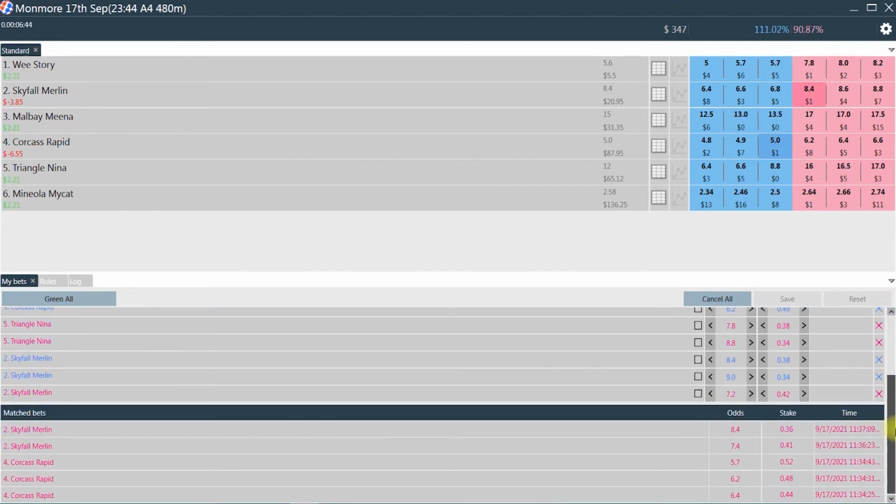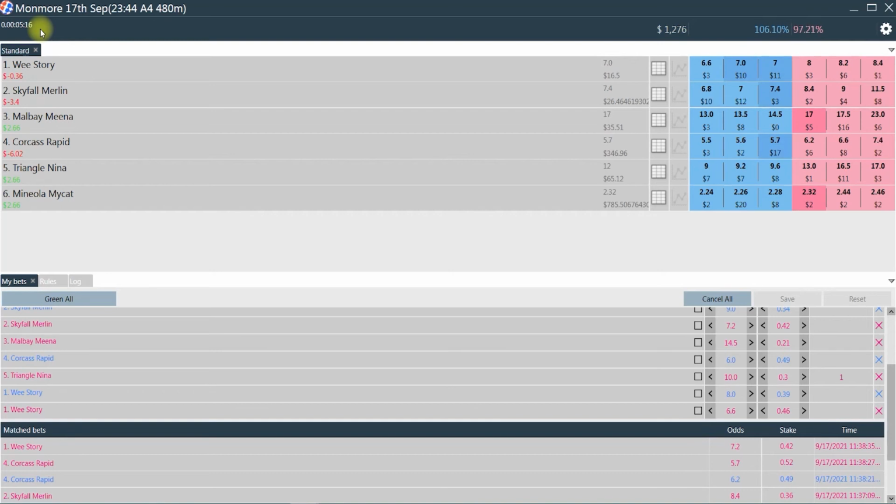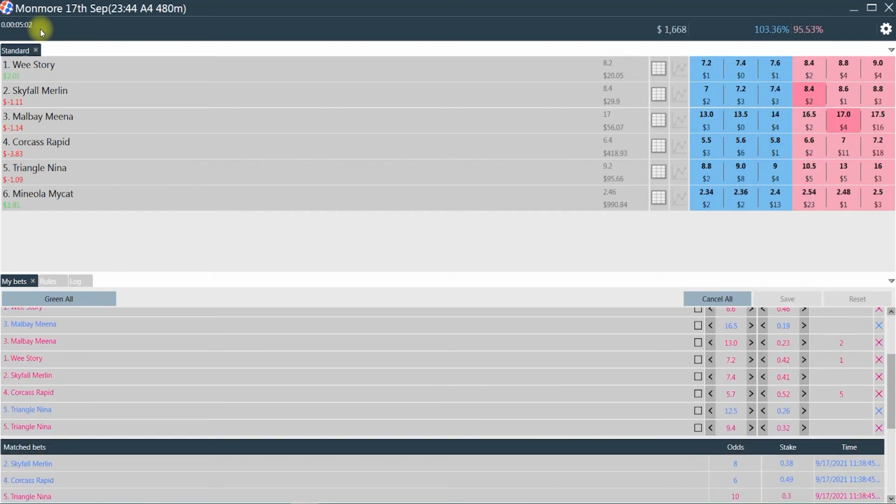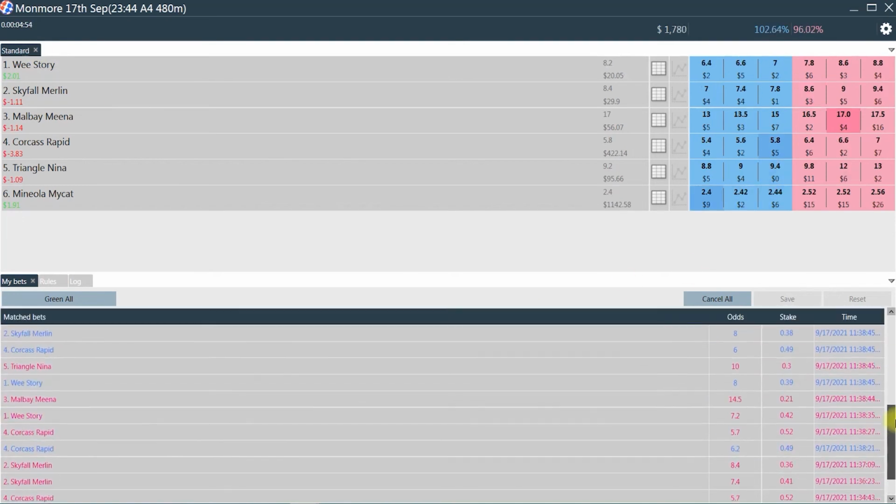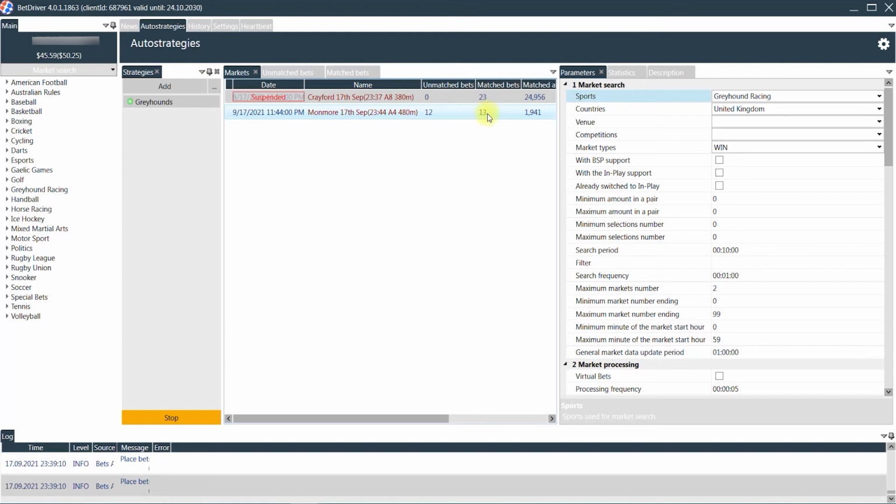Now we see a fifth market appeared. It's almost 6 minutes before the market closure. We see 5 accepted lay bets on the second and fourth selections. We watch the trading at the market. Fourteen bets have already been matched and 11 bets remain unmatched.